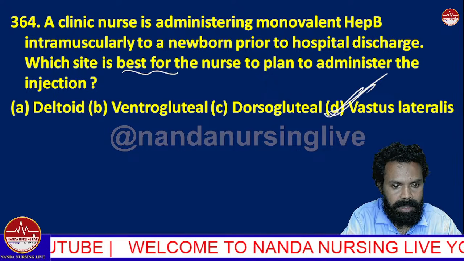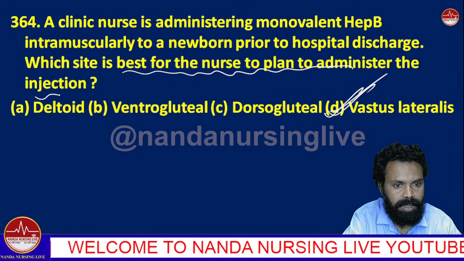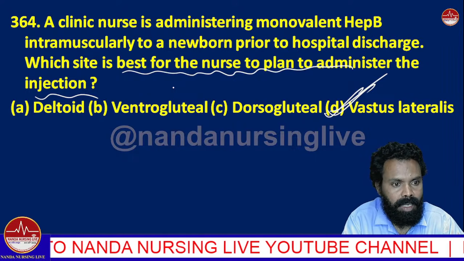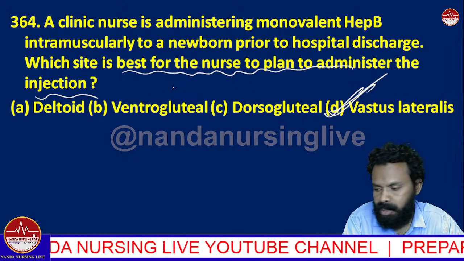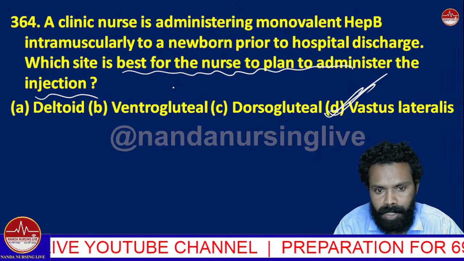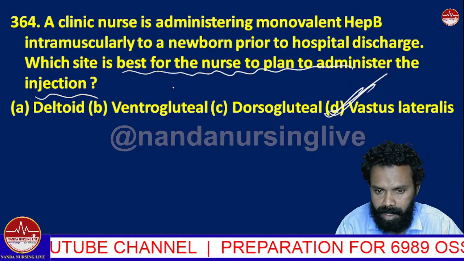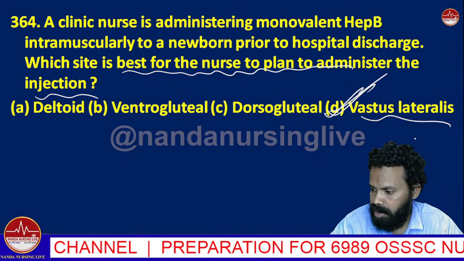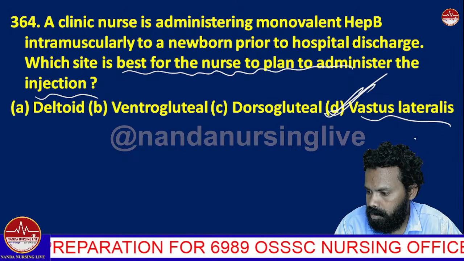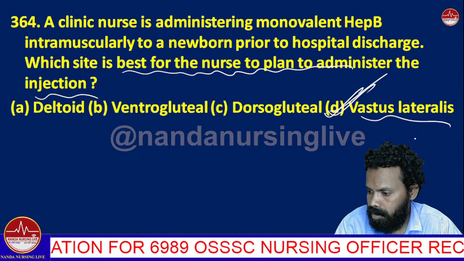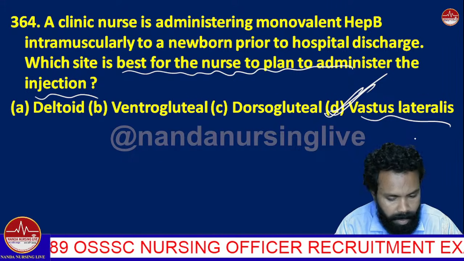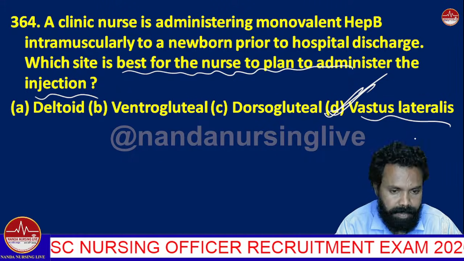Which site is the best for the nurse to plan to administer the injection to a newborn prior to hospital discharge? For giving hepatitis B intramuscular injections to the newborn, vastus lateralis is our correct answer. Option D is the correct answer, right? And this is the safest site with effective absorption.